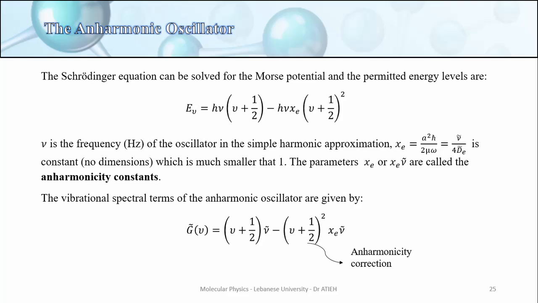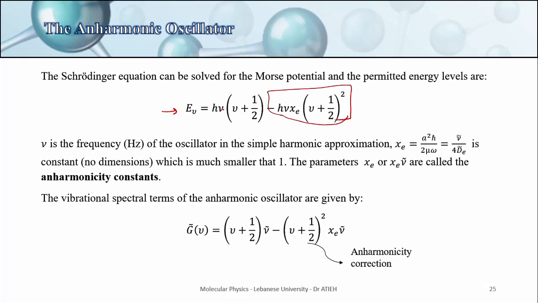Now, same as the previous steps, we are going to take the Morse potential, place it in the Schrödinger equation, and try to find the solution of this Schrödinger equation. The Schrödinger equation can be solved for the Morse potential, and the permitted energy levels are found to be E nu equals h nu times nu plus half, minus h nu xe times nu plus half, all of it squared. As you can see, there appears a term that was not found previously when we took the harmonic approximation. This new term appears in the anharmonic approximation when using the Morse potential.